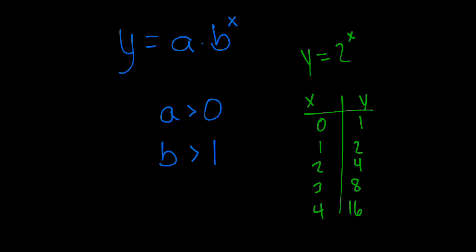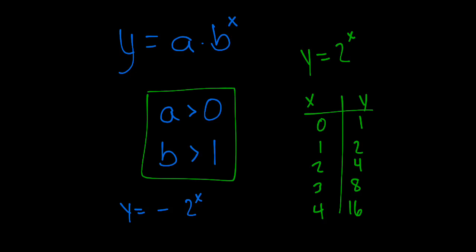Couple other conditions quick for exponential growth is that it has to be positive. So that number, that a in front, has to be positive. If we had y equals negative 2 to the x, that would surely give us a similar pattern, but it wouldn't be growth because this would actually be going down and decreasing. The other condition is that b has to be greater than 1.